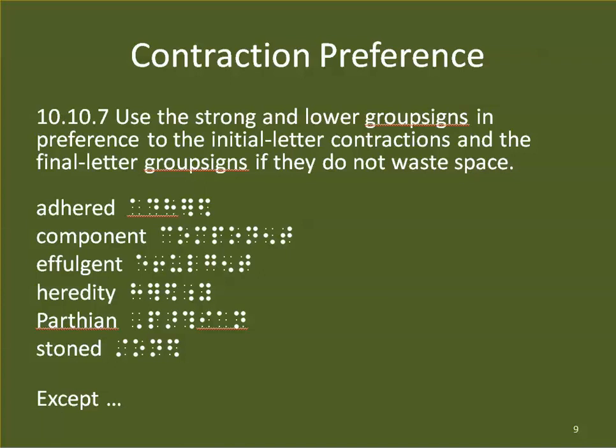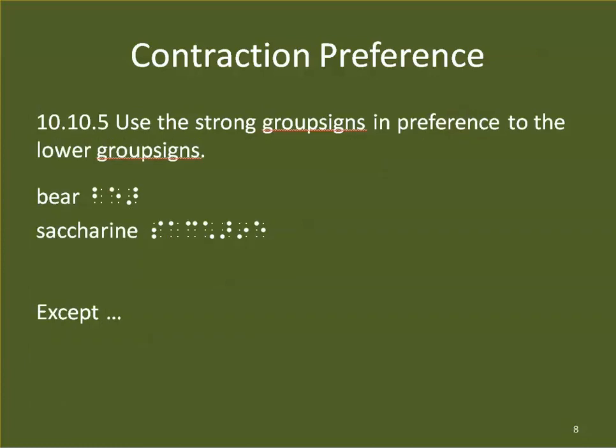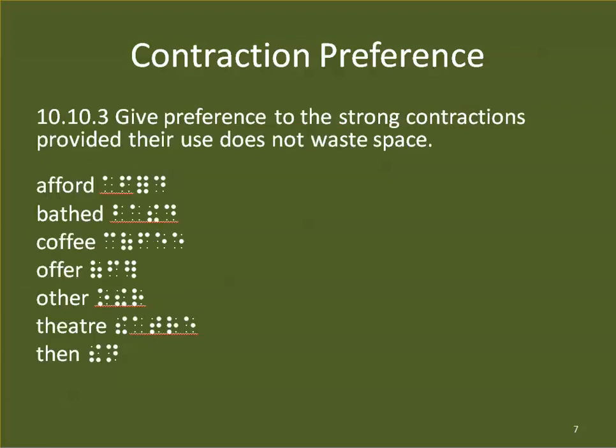So the next consideration then would be, are there any lower signs or strong group signs that we can use in place of the initial letter or final letter group signs? If not, then it's a choice between strong group signs or lower group signs. We're going to take the strong group sign. And then the last consideration, if none of that comes into play, is whether it's going to take up more cells or not. So I don't know if that will help you or confuse you. Hopefully it helped. Go ahead and work through it backwards instead of going through all the exceptions. And now I'll jump ahead to the next screen.